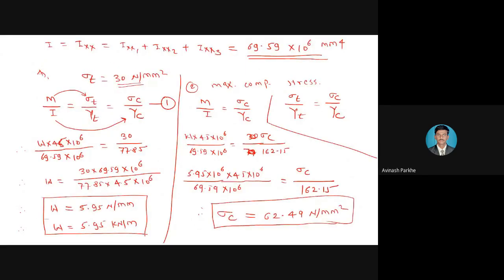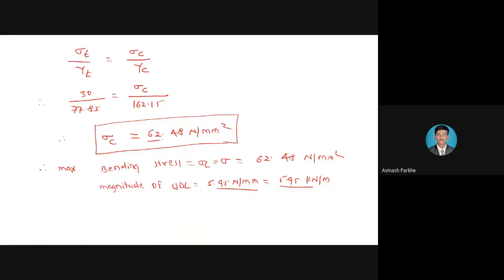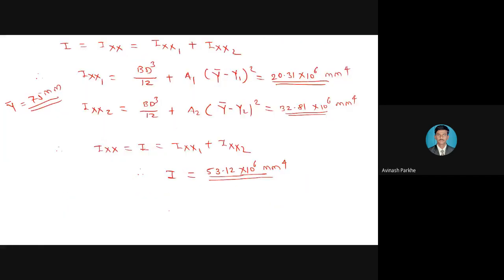You can check. That is, I have used the first combination, W value I have kept. Then I have used the combination M upon I is equal to sigma C upon Yc. See what sigma C I got: 62.49. If I use the second combination, sigma T upon Yt is equal to sigma C upon Yc, again my answer is 62.48. Means by using any combination, your answer will be same.